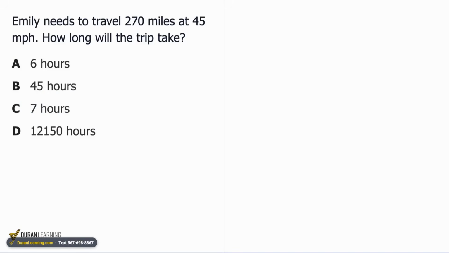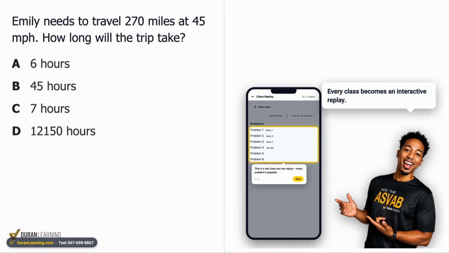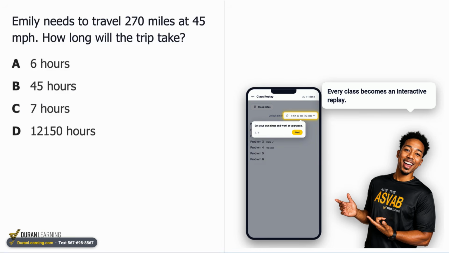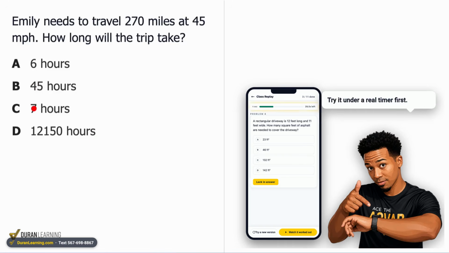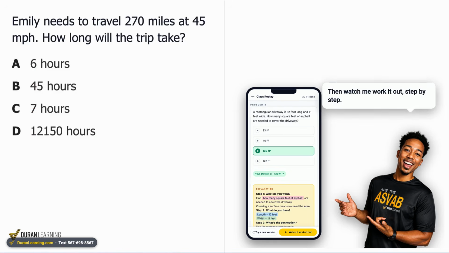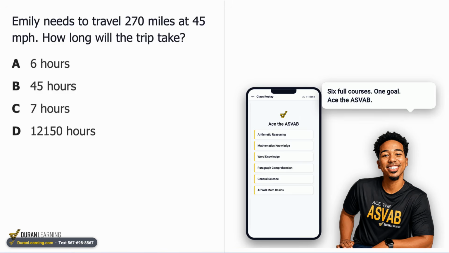All right, so let's go ahead and tackle this question up front here, everybody. First things first, we're going to begin by reading the question sentence. So, everybody, when we read that question sentence, how long will the trip take? When you read the answer choices, 6, 45, 7, whatever that number is, we're all looking at hours. What kind of a unit are we trying to solve for?